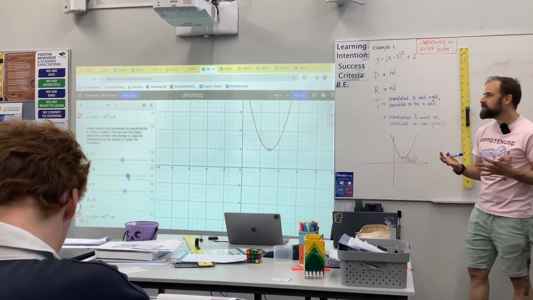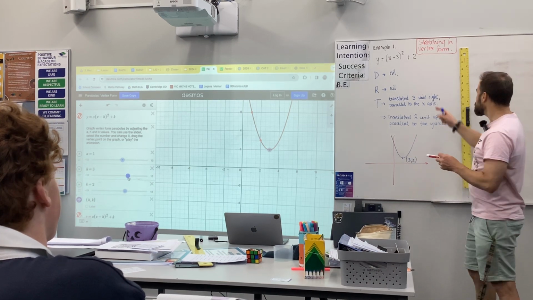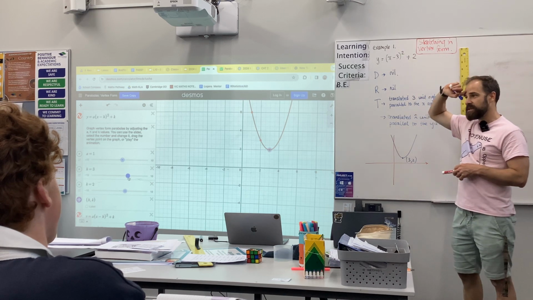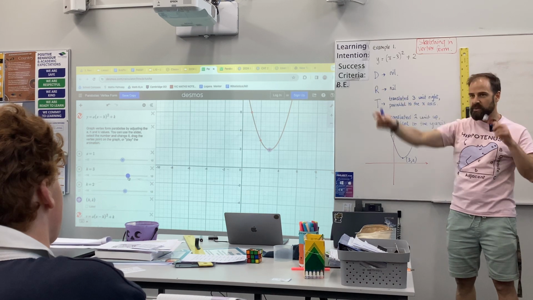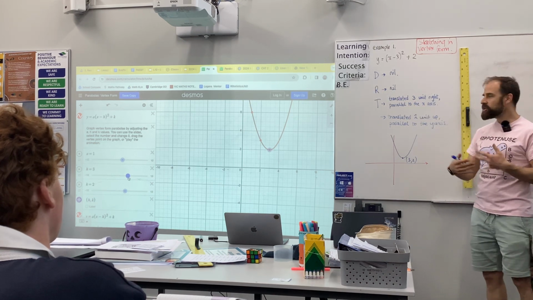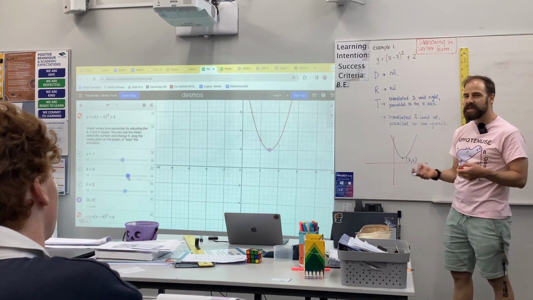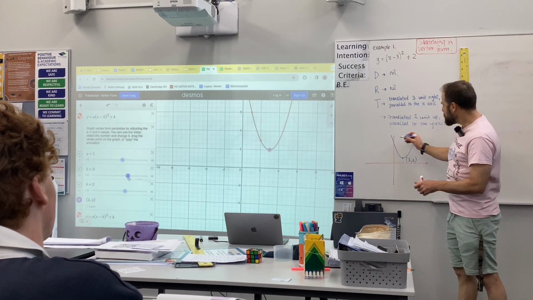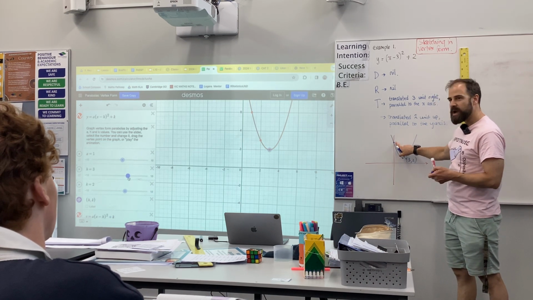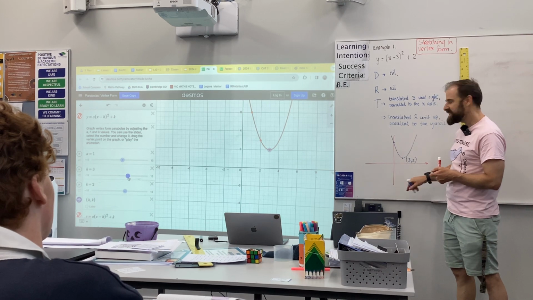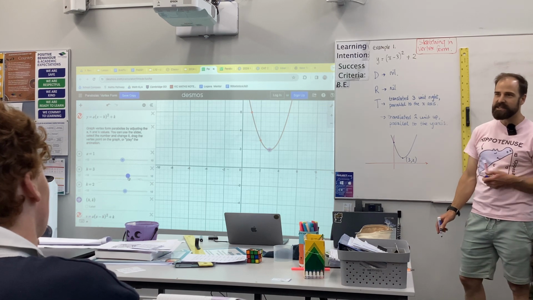What else do you think would be an important point to mark on this graph? How else do I show that there wasn't a dilation? Say it again over here. The y-intercept. So in order to show that there was no dilation, or in some cases there was a dilation, we need to get another point on there. And the points that we try and show are our vertex, our y-intercept, and our x-axis intercepts, if there are any.